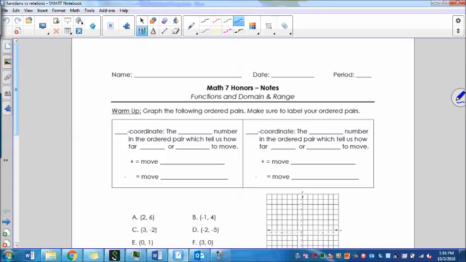Okay, everyone, so since we finished our proportions test, we are now moving on to our new unit. Our next unit is functions. Okay, so first thing, let's go over some vocabulary.